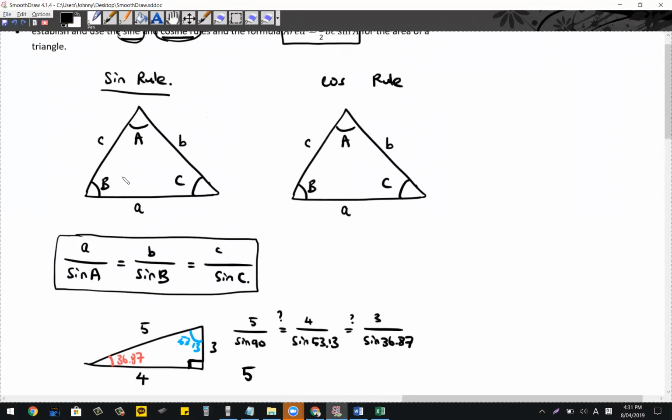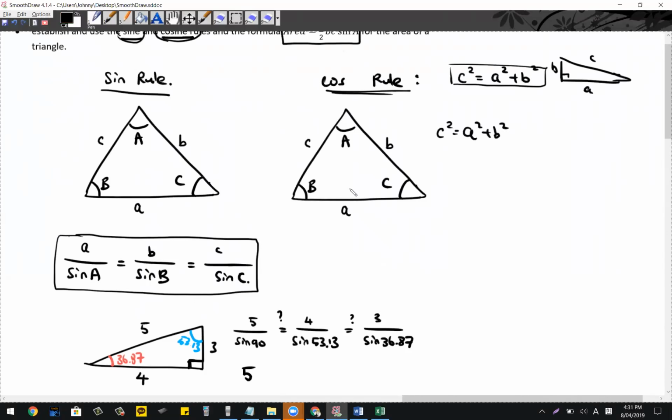Now, cosine rule is an extension to the Pythagoras theorem. Pythagoras theorem is c squared equals a squared plus b squared, and this works when c is the hypotenuse and that's a right angle. This is a special case of the cosine rule. Cosine rule goes like this: c squared is a squared plus b squared minus 2ab cosine C.